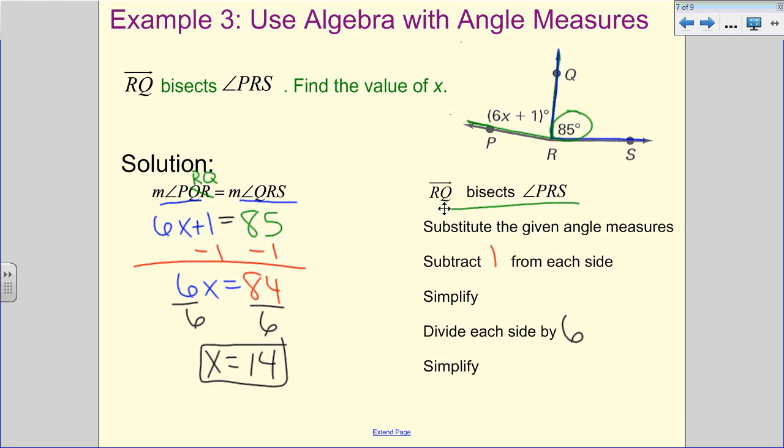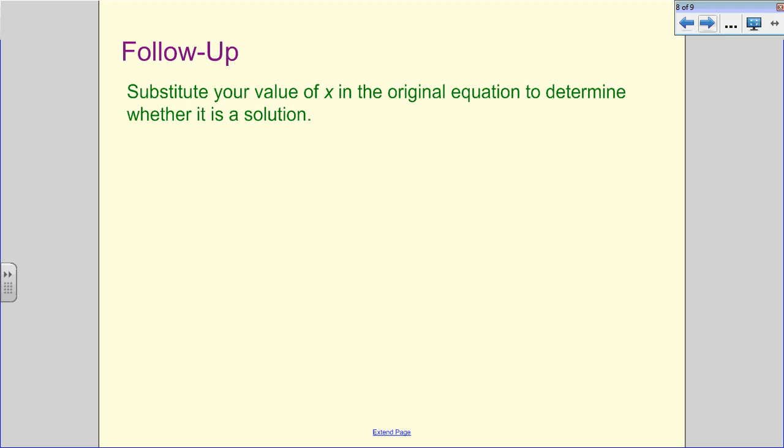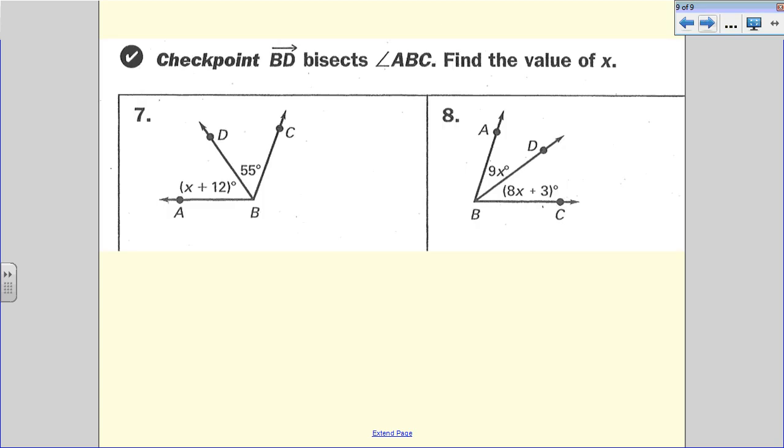It is just 14. So your follow-up, ladies and gentlemen, is to take your value of x and substitute it into the original equation to determine whether it actually is a solution. And so we'll take a look at that tomorrow in class and figure out how do we check these. So we're going to check in class, okay, your follow-up.